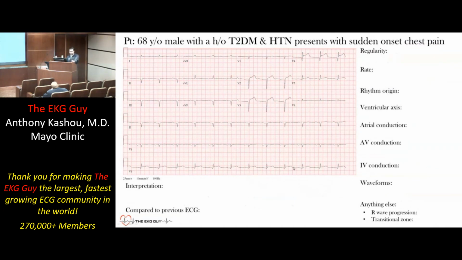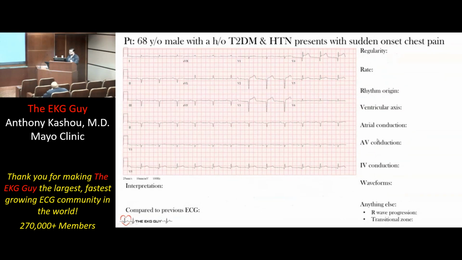So the regularity, is it regular or irregular? Okay, if it's irregular, is it regularly irregular or irregularly irregular? Okay, it can help us with the rhythm. That also helps us with the ways we can find the rate. Okay, the rhythm origin, where in the heart is it starting from? Ventricular axis. Okay, so what is the axis? Because it can help us with our differential diagnosis, point us to maybe different blocks or hypertrophy.